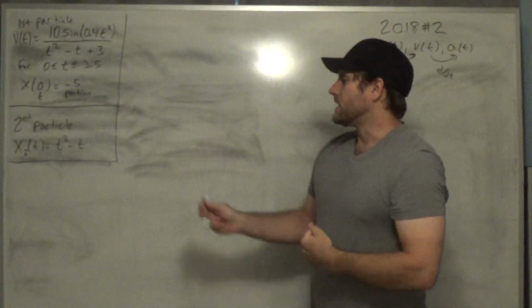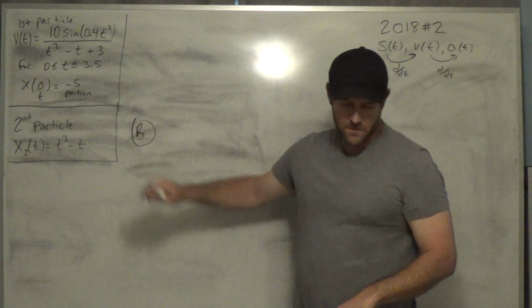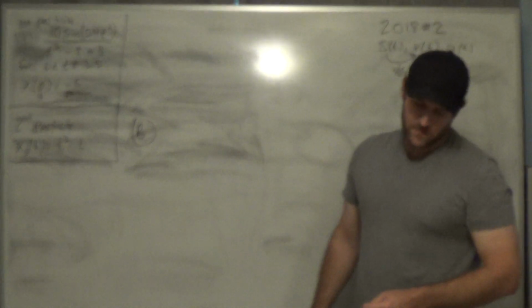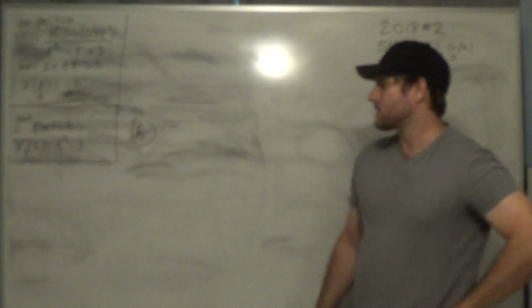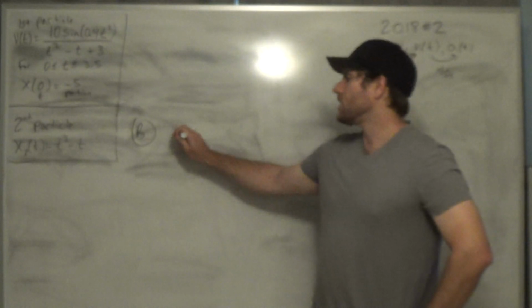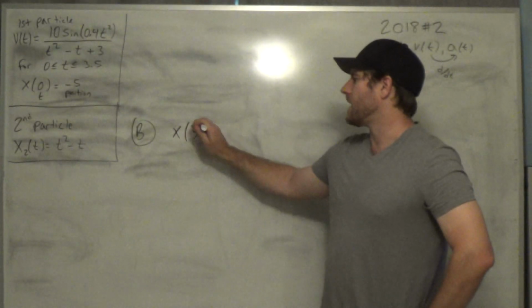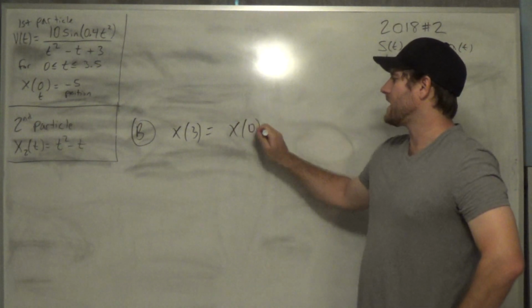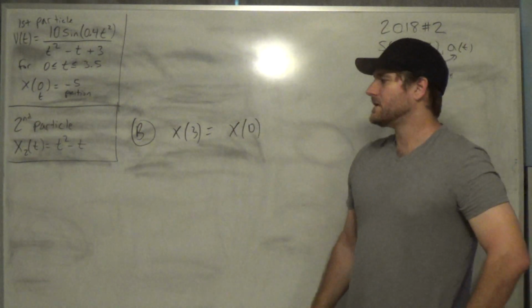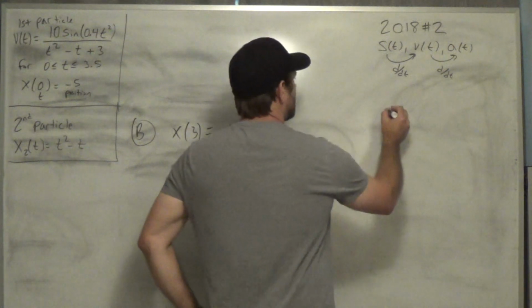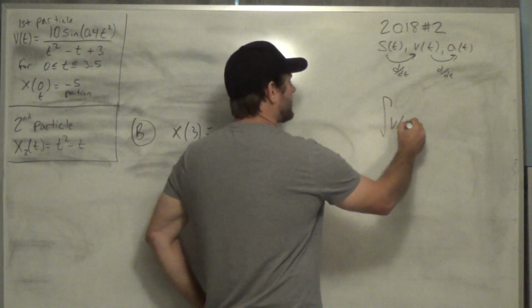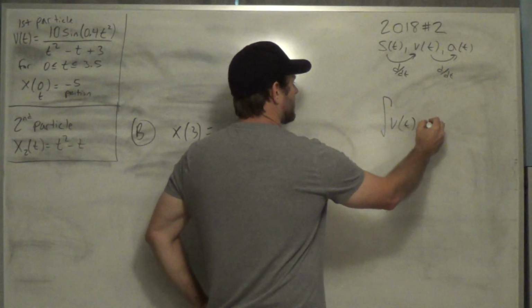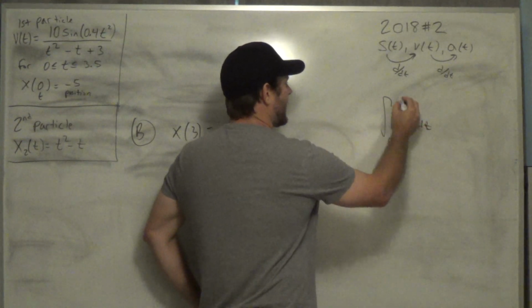All right, let's go to part B. Part B, they say find the position of the particle at time equals 3. So we want to know where's the particle at time 3. And good news is we know where the particle is at time 0. The reason this is so important is, remember, if you do the area underneath velocity, let's say the area underneath velocity from time 0 to 3.